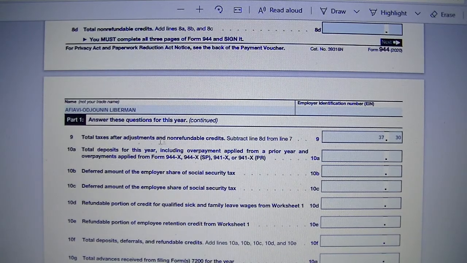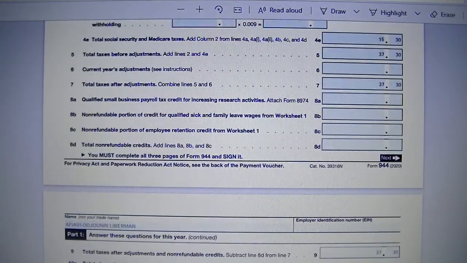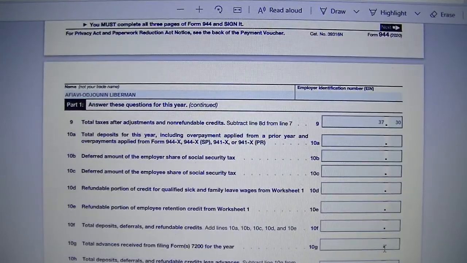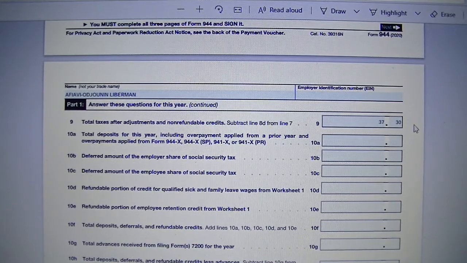Total tax after adjustment and non-refundable credit. Subtract line AD from line 7. So line AD here is 0. Line 7 is 37.30. So when we do 37.30 minus 0, it gives us $37.30. So we write 37.30.